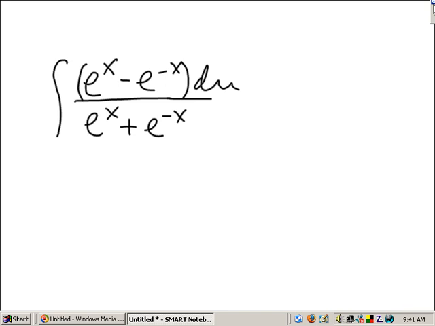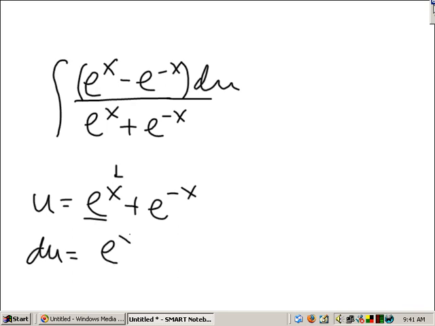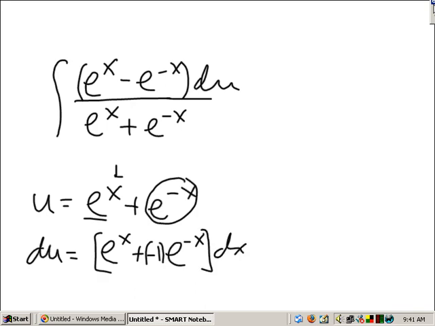Well, if you look, you realize the derivative of the bottom is right on top. If you let u equal e to the x plus e to the negative x, du will equal, well, the derivative of e to the anything is e to the anything times the derivative of that anything. The derivative of x is 1, so you don't need to write 1 in front. The derivative of e to the negative x is e to the negative x times the derivative of negative x, which is negative 1. So you have plus negative 1 dx. But that happens to be e to the x minus e to the negative x dx. That's exactly what the numerator is.